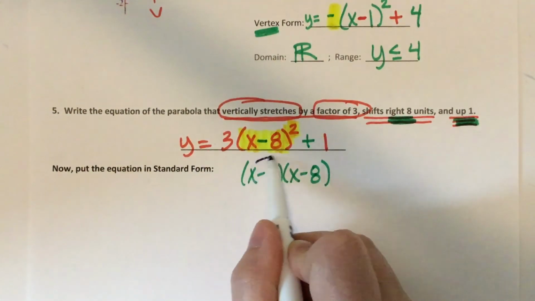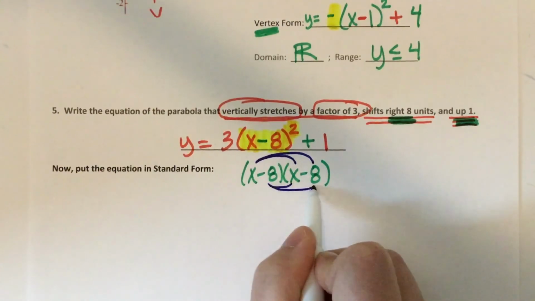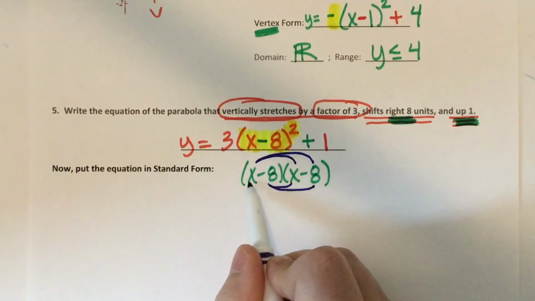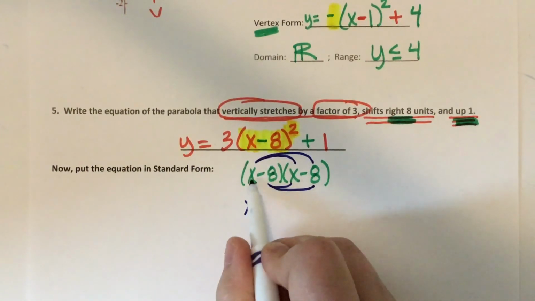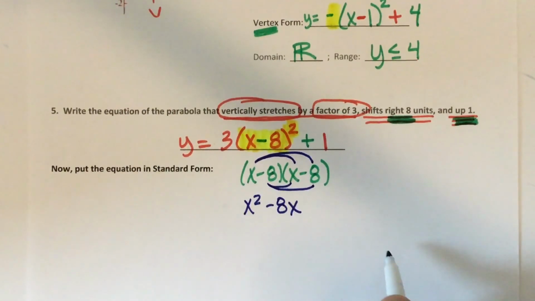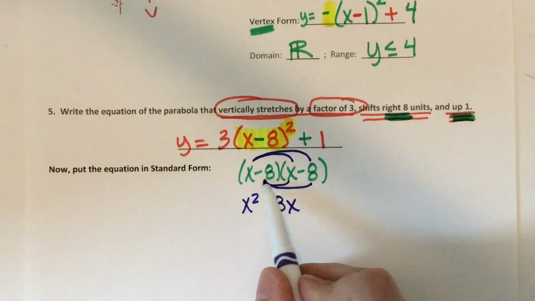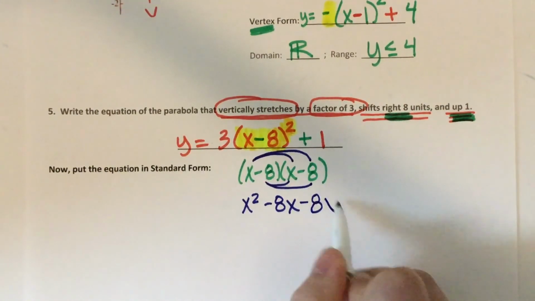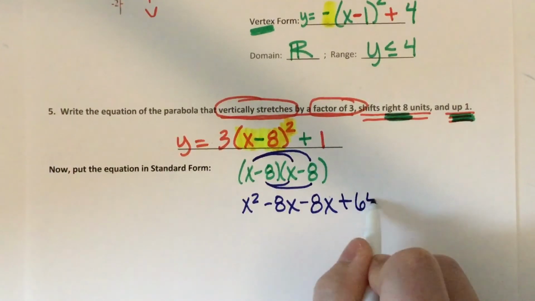So I'm going to take x times both things in the back, and then I'm going to take negative 8 times both things in the back. So here I go with the x. X times x is x squared. X times negative 8 is negative 8x. Now I'm going to take negative 8 times both things in the back. So negative 8 times x is negative 8x, and negative 8 times negative 8 is a positive 64.